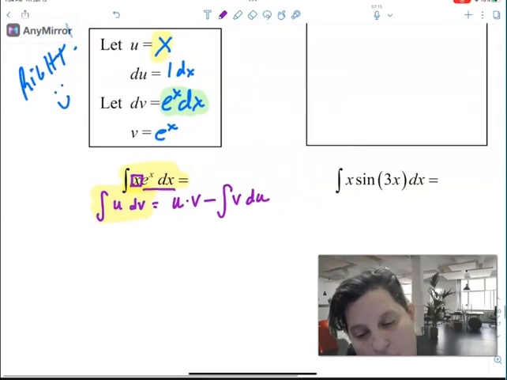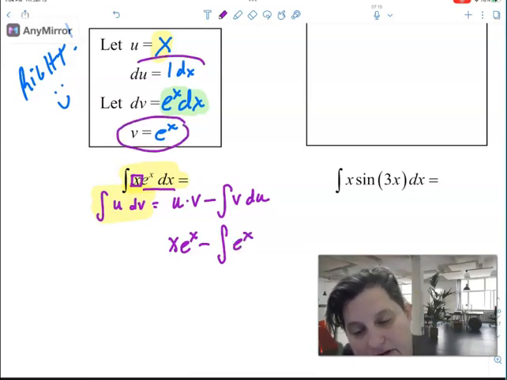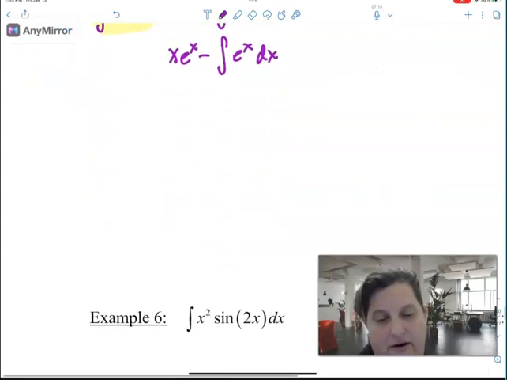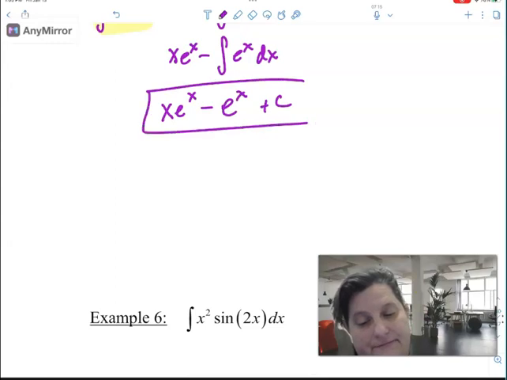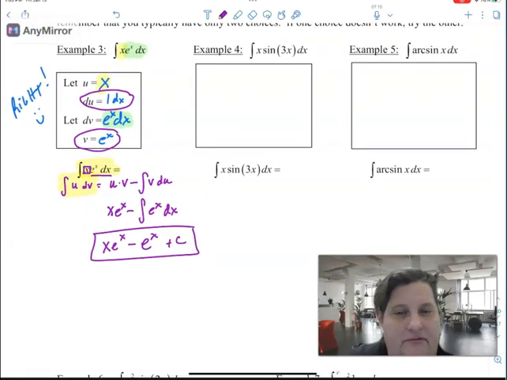So UV would be x e to the x, and then it's the integral of v du. Here's a v, and here's du. And then it's like, sweet, I can integrate that. So it's x e to the x minus the integral of e to the x, which is e to the x, plus c. And that's integration by parts. So I was able to integrate something that I couldn't integrate before.